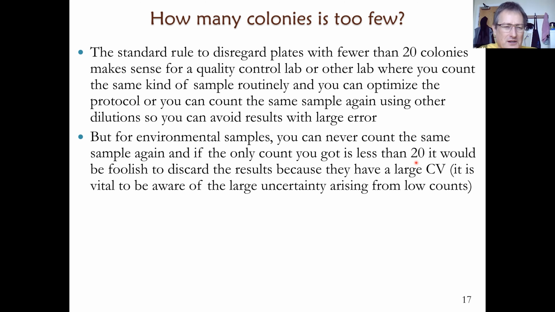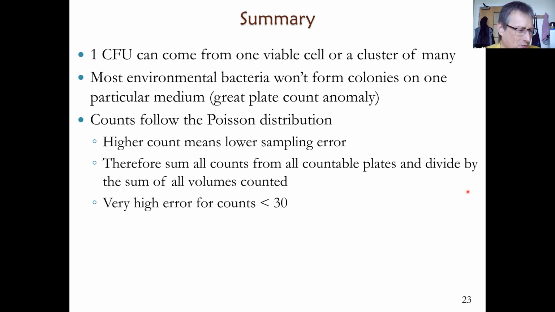Third point I was aiming to make is that counts follow the Poisson distribution, which means that the higher your count, the lower your sampling error is, which means you should have enough counts to get good results. More than 100 would be good. And you should include all the plates that can be counted and divide by the sum of all the volumes that you've counted. Be aware that a small count will have unavoidably a high error. And you can calculate that.